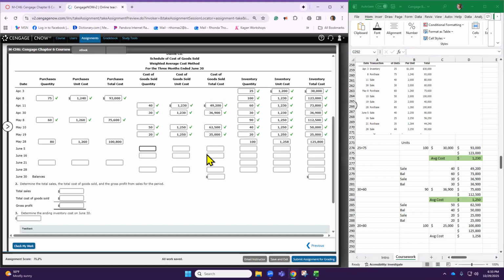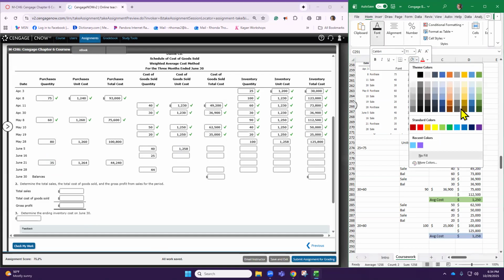So now our next sale is 40 and 25. We can go ahead and put in all the next sales. That's fine. 40, 25, and 44. We can even put in that the last one is going to be 35 units. I'm kind of going off track here. I'm just trying to get through this a little more quickly for you. So 1258 is our new average cost. Let's color that so we know we figured it.